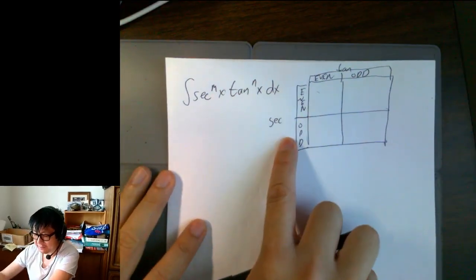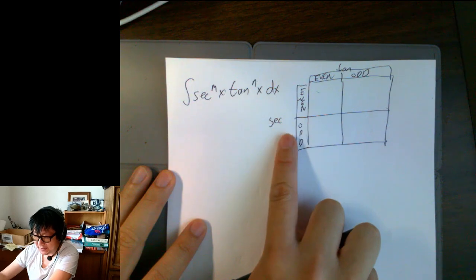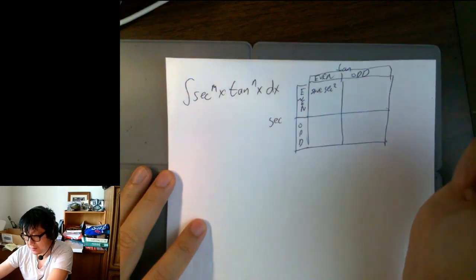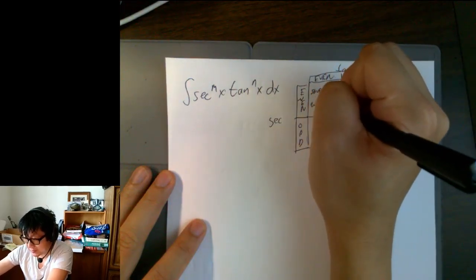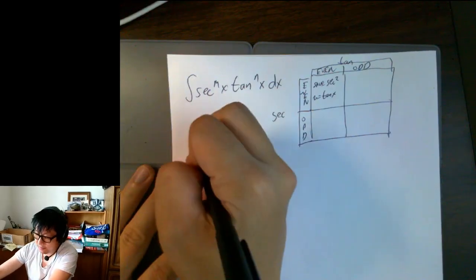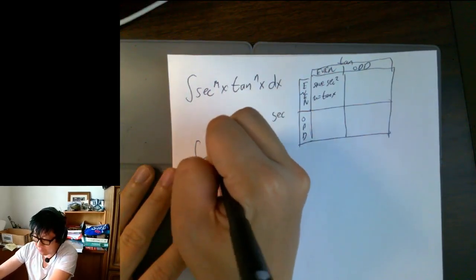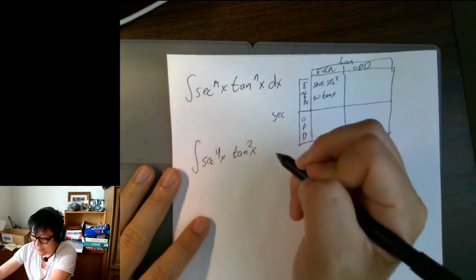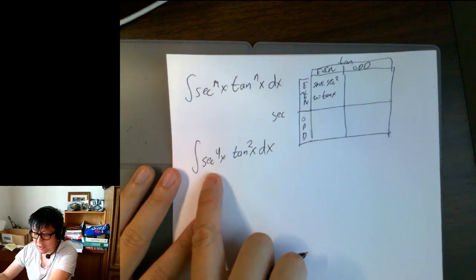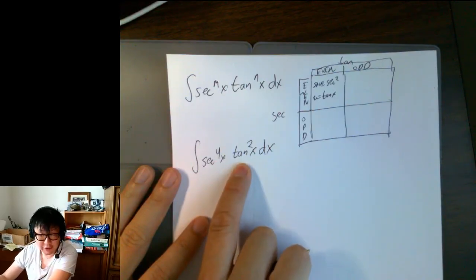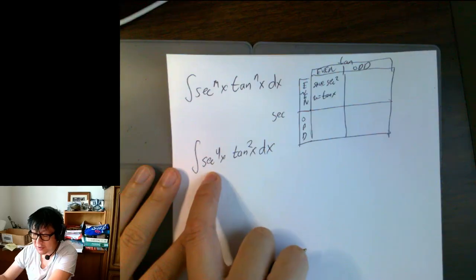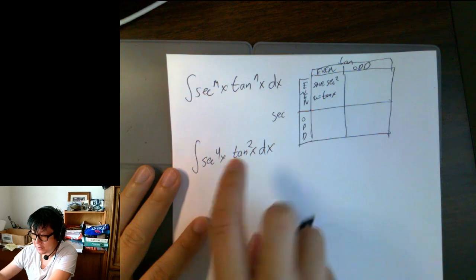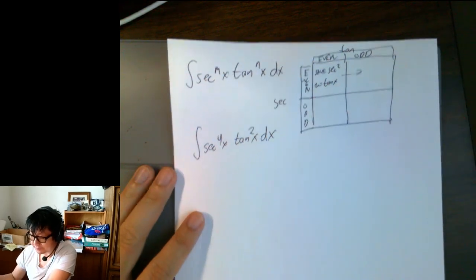Let's say secant is even power. If secant's even power, you're going to save a secant squared, and u will be tangent x. So let's say I have secant to the 4th x, tangent squared x. In this case, it doesn't really matter if tangent's odd or even power. It's going to be easiest to save a pair of secants if secant's even power. So this is going to apply to both boxes.